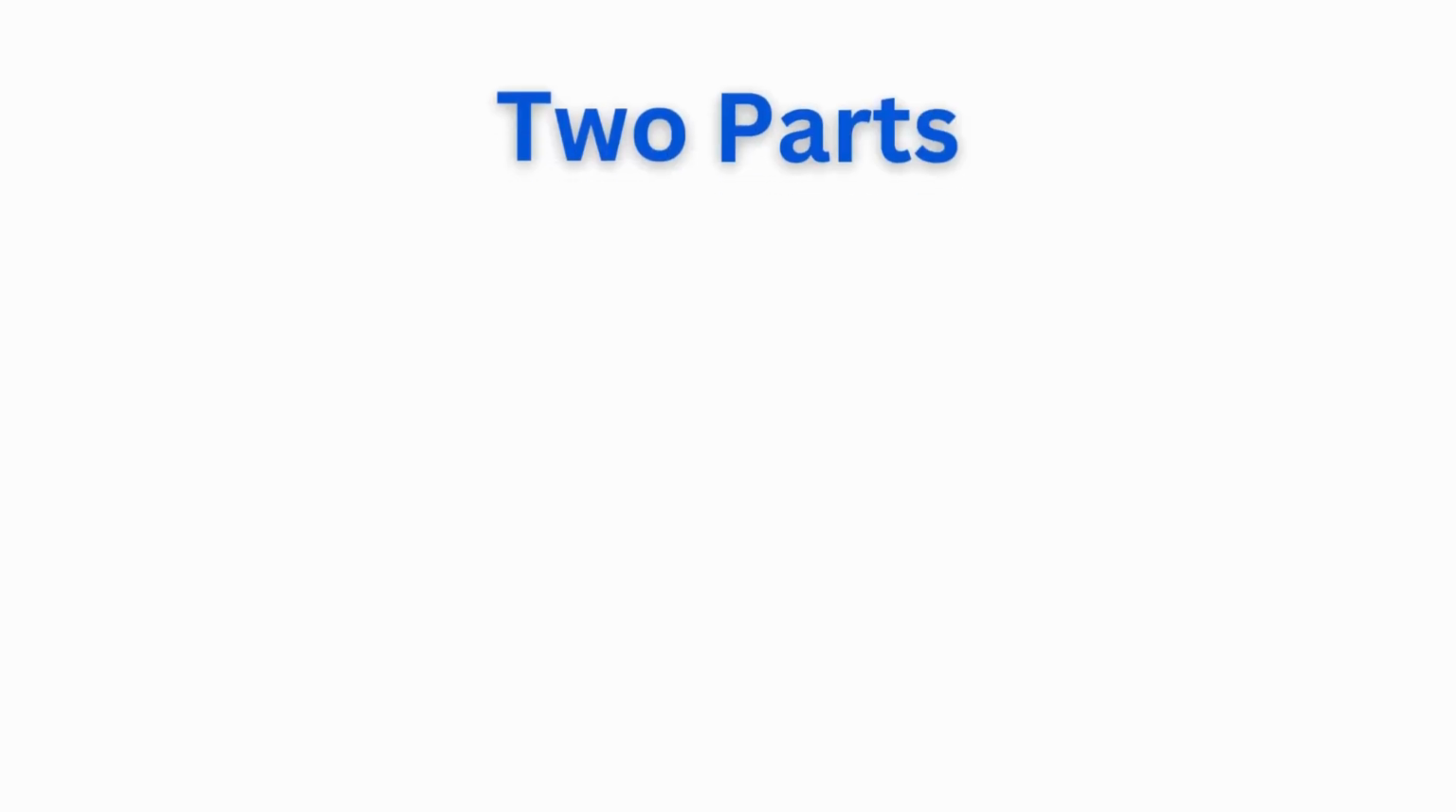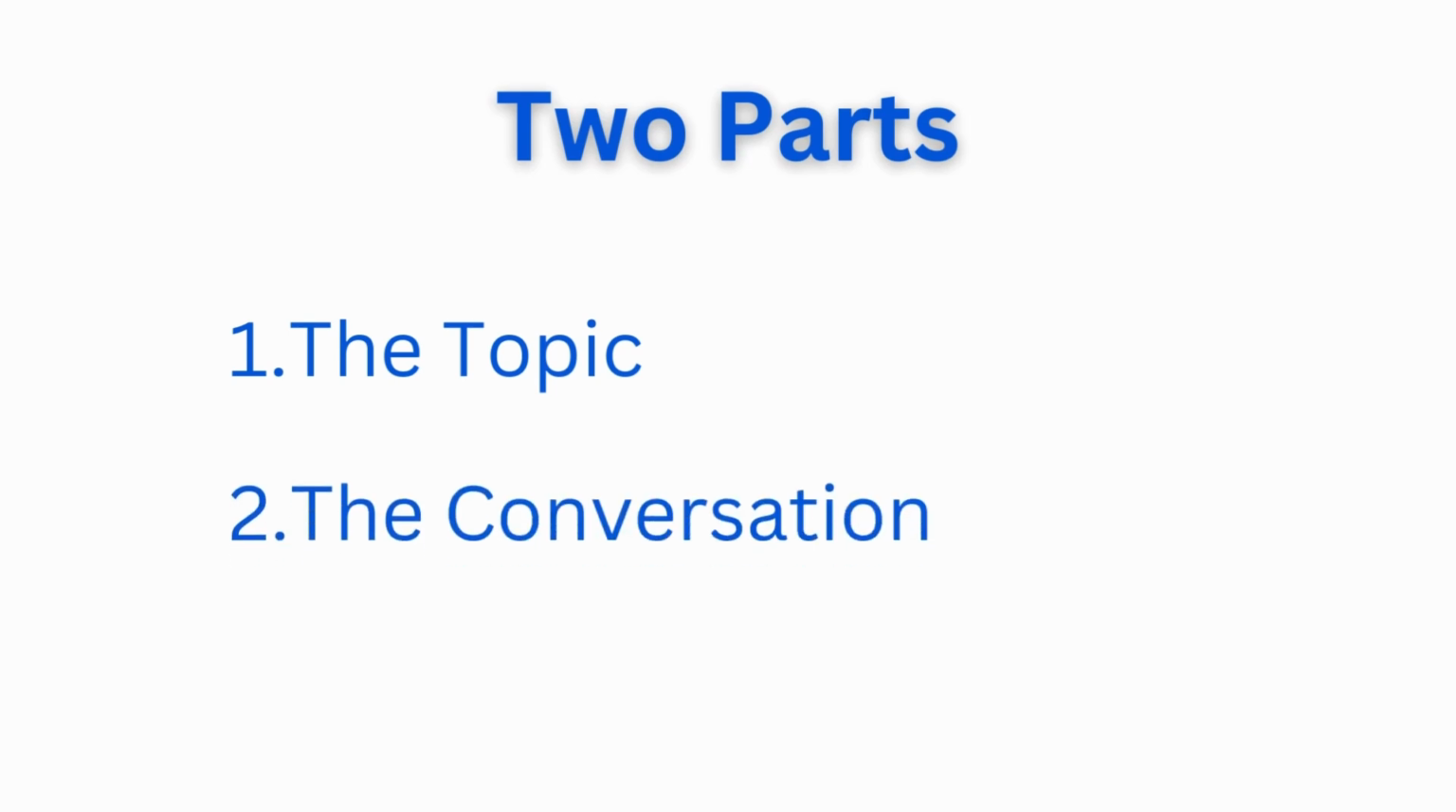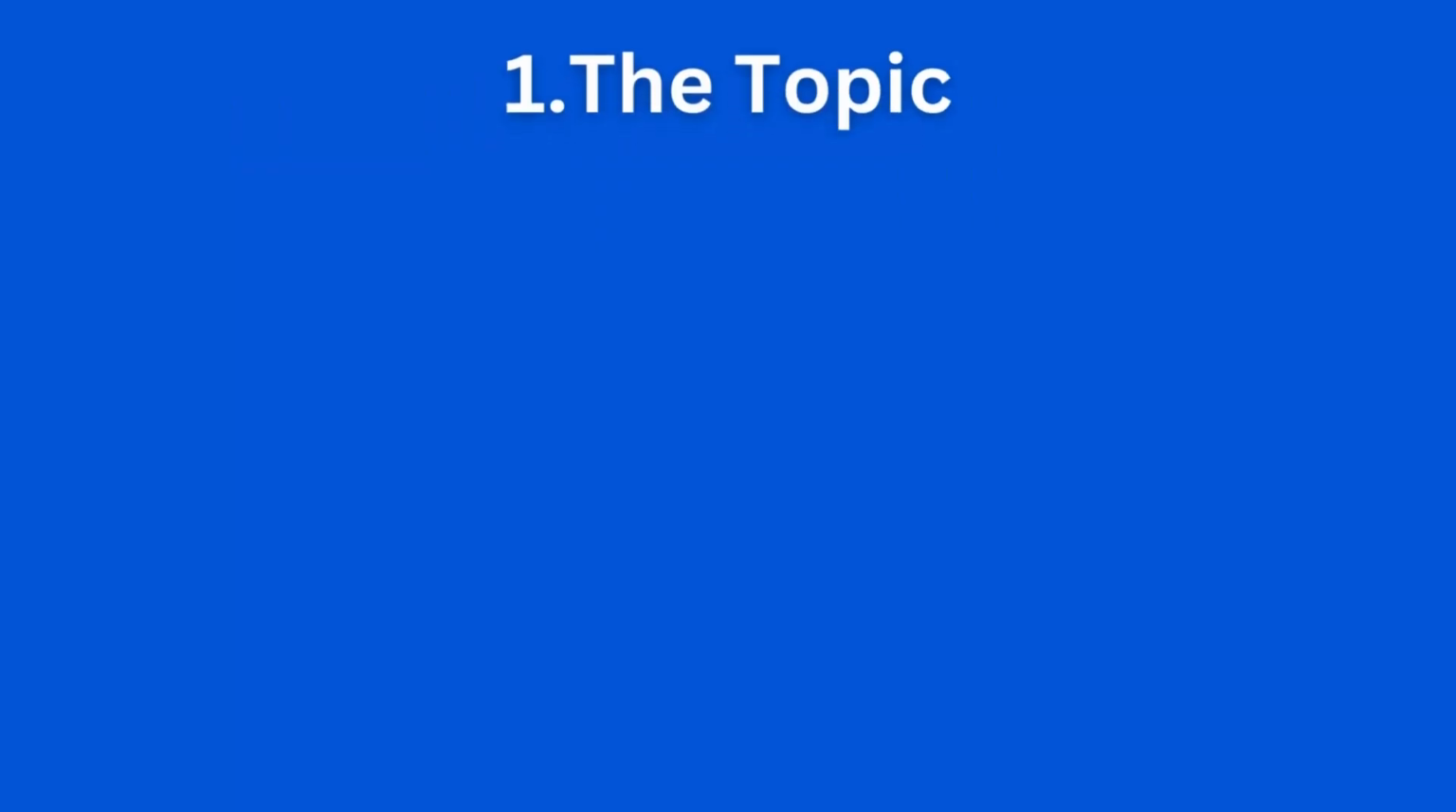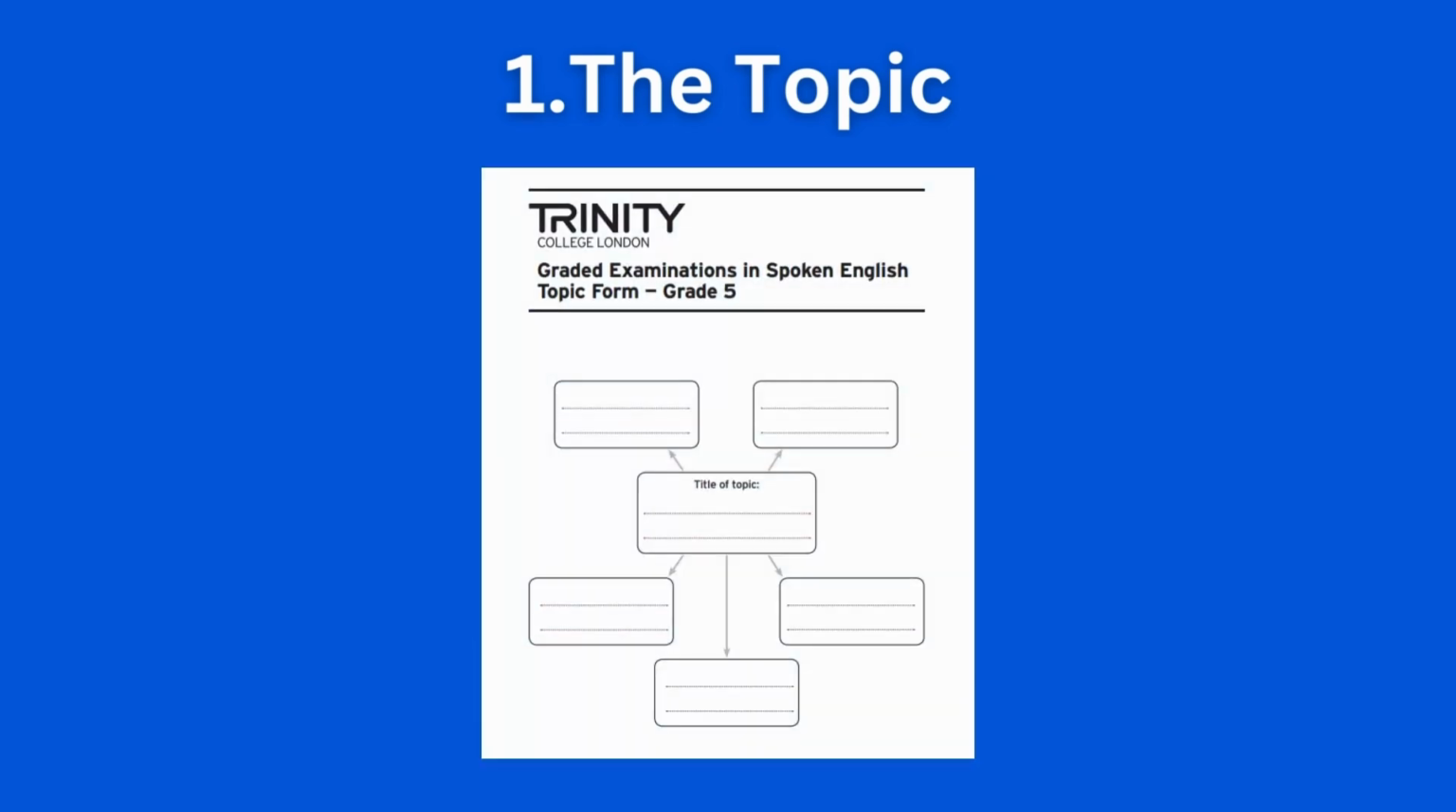The test has two parts: 1. Topic and 2. Conversation. For the topic, you have to choose a topic for the test in advance and fill out a topic form with the topic title and its 5 subtopics. For our example, we will be discussing the topic My Family, and the subtopics would be traveling with my family, pet, family activities, going out with my family, house.